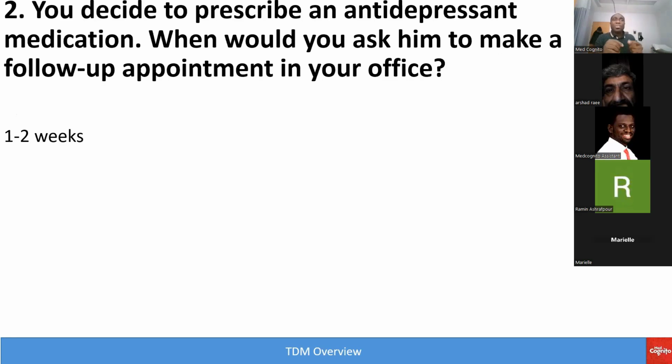Beautiful. Now, you decide to prescribe an antidepressant. When would you ask him to make a follow-up appointment to your office? As I said, I know a lot of people are writing 4 to 6 weeks. That is right. However, in practice, when somebody starts an antidepressant, you want to have a short-term follow-up with them and then another one by 4 to 6 weeks, because by that time, the medication effect would have kicked in. And if it's not helping, that's when you want to adjust the dose. But usually by the 1 to 2 week, you want to assess for suicidality, all right?